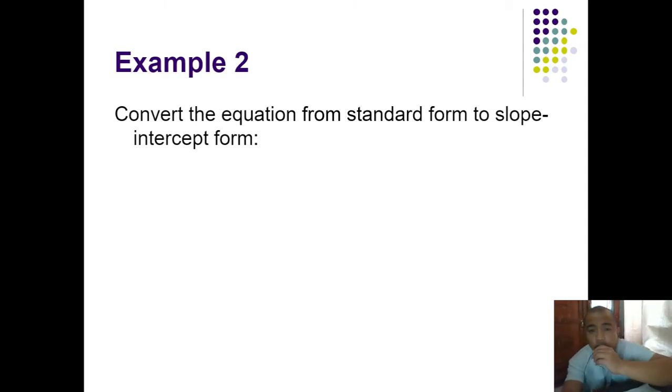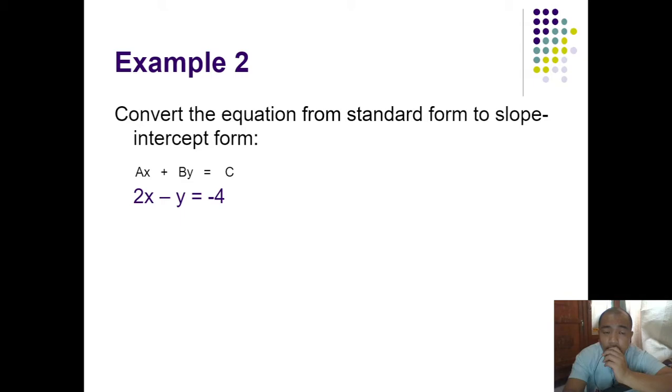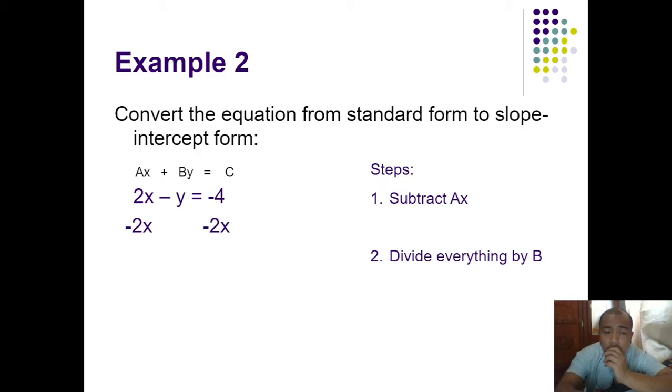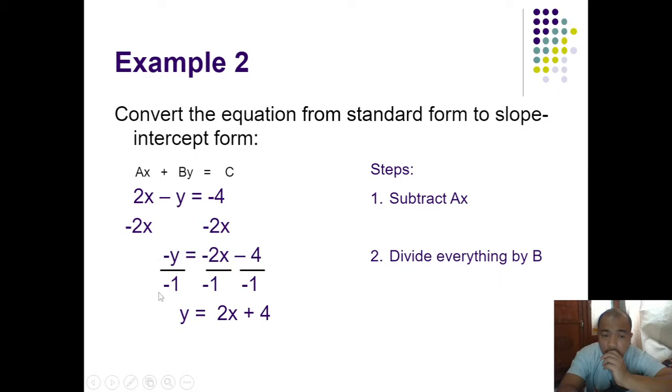Example 2. Convert the equation from standard form to slope-intercept form: 2x minus y equals negative 4. So, it's in the form ax plus by equals c. First, subtract ax to both sides. So, subtract, cancel. Negative y equals negative 2x minus 4. And then, second step, divide everything by b. B is negative 1, so divide all terms by negative 1, so that this will become positive.